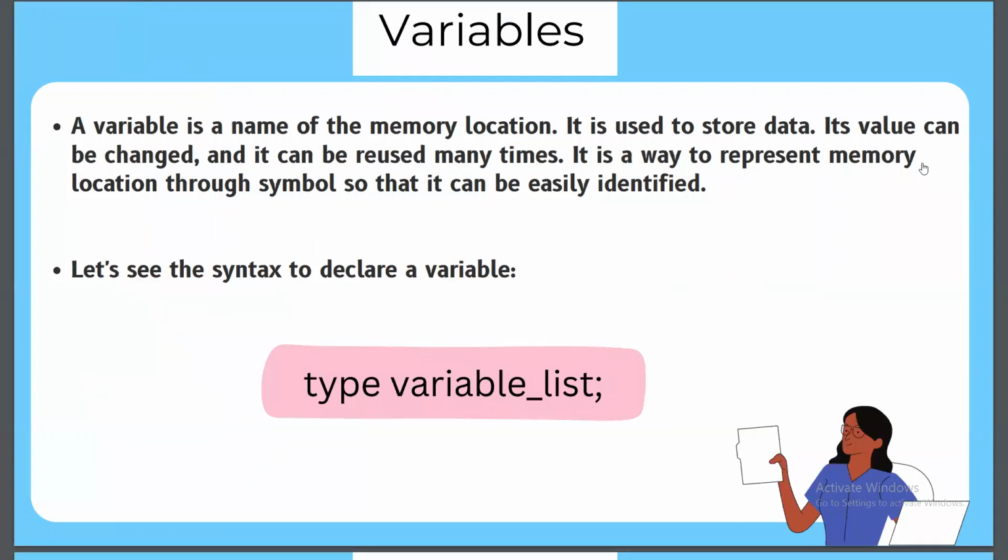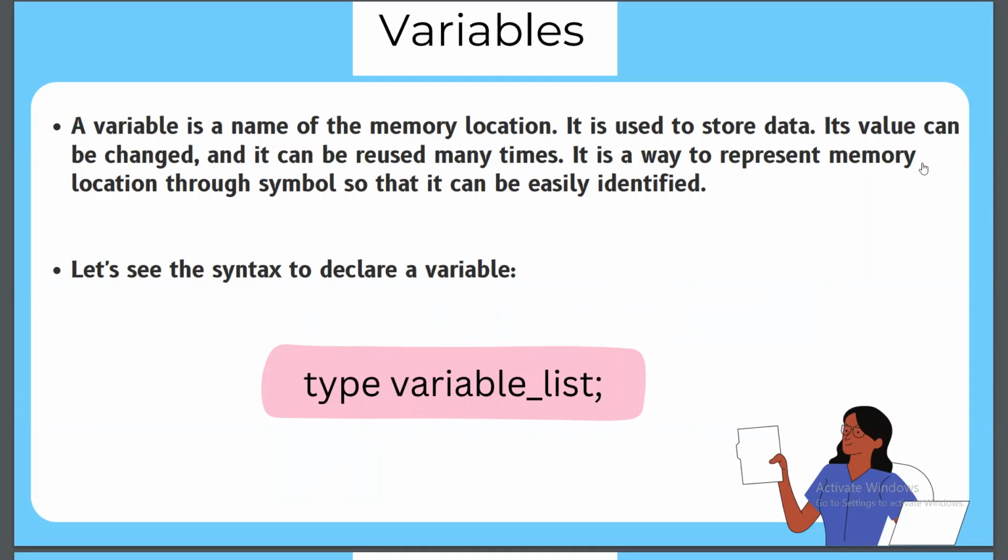So, variables. A variable is a name of the memory location. It is used to store data. Its value can be changed and it can be used many times. So the variable is simply a name of the memory location. We define a memory location here, and we store data in that location. Its value can be changed and reused as many times. It's a way to represent a memory location through a symbol. It's an identifier to represent the memory location so that it can be easily identified.